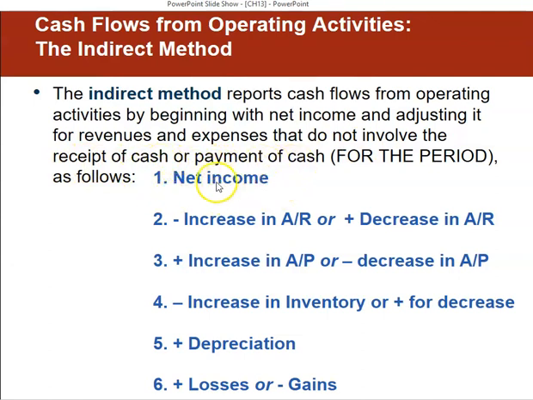So we have a 6-step process here. We're going to just look at our income statement, and we're going to look down to the very bottom, and we're going to look at net income. And that's going to be our starting point.